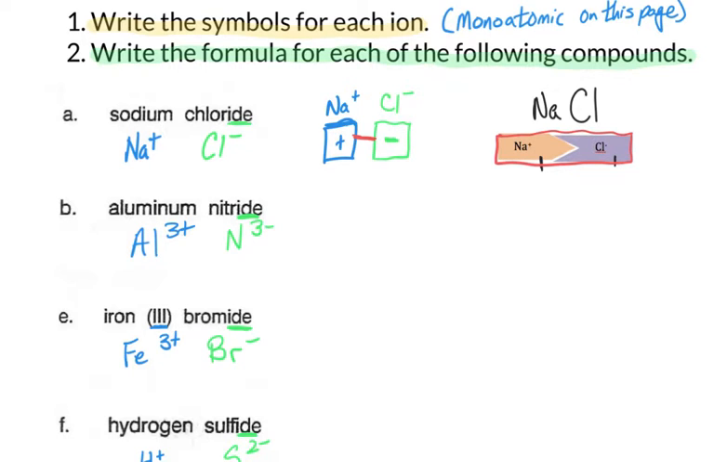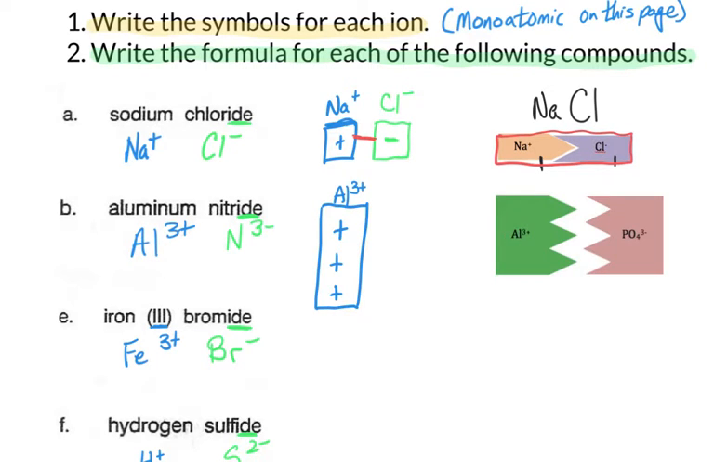You try this for letter B. And again, in this one, we see the aluminum has a 3 plus, the nitride has a 3 minus. Those two are equivalent to each other. All we need to do at this point is erase the charges, and we have the right answer, AlN. So those two are fairly simple. That is not what we commonly see.